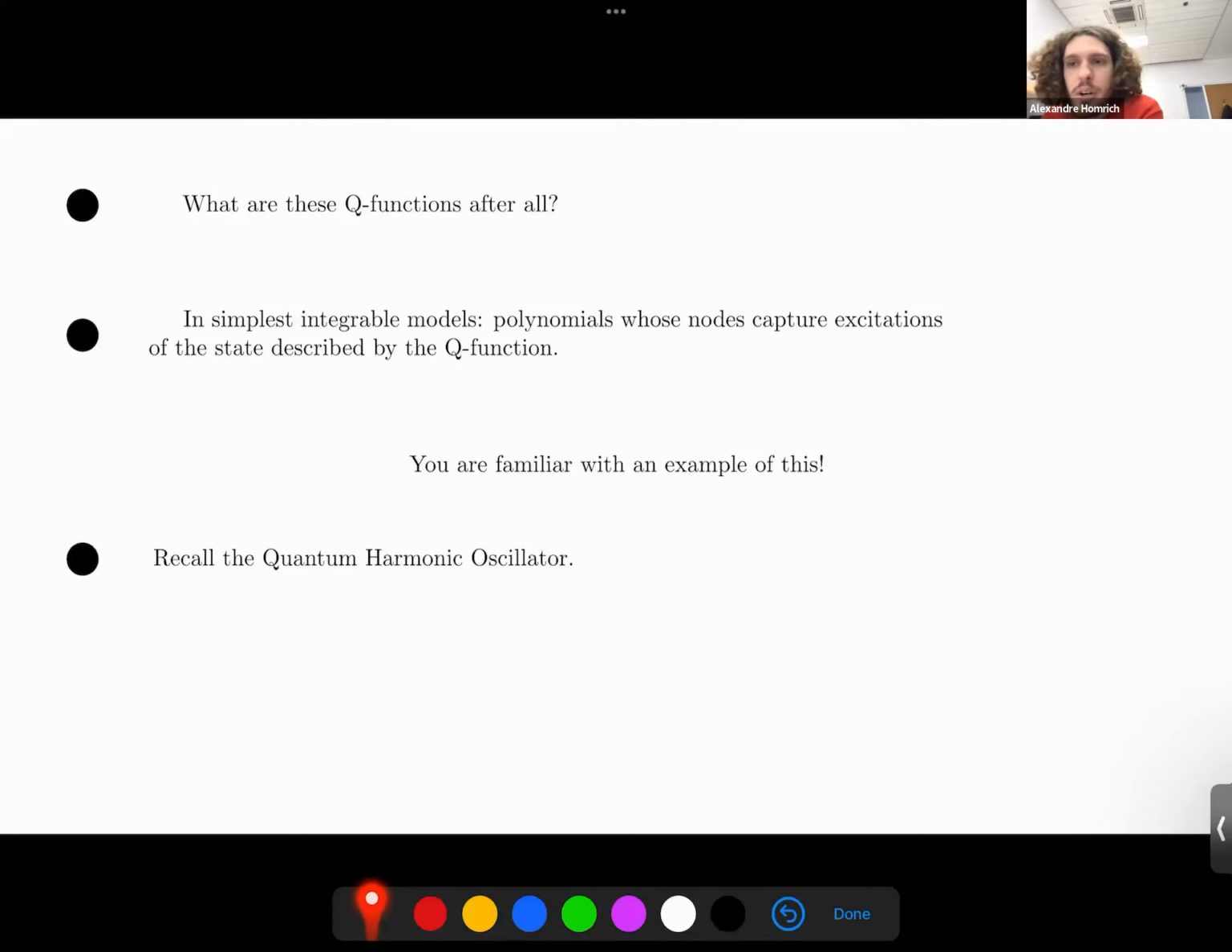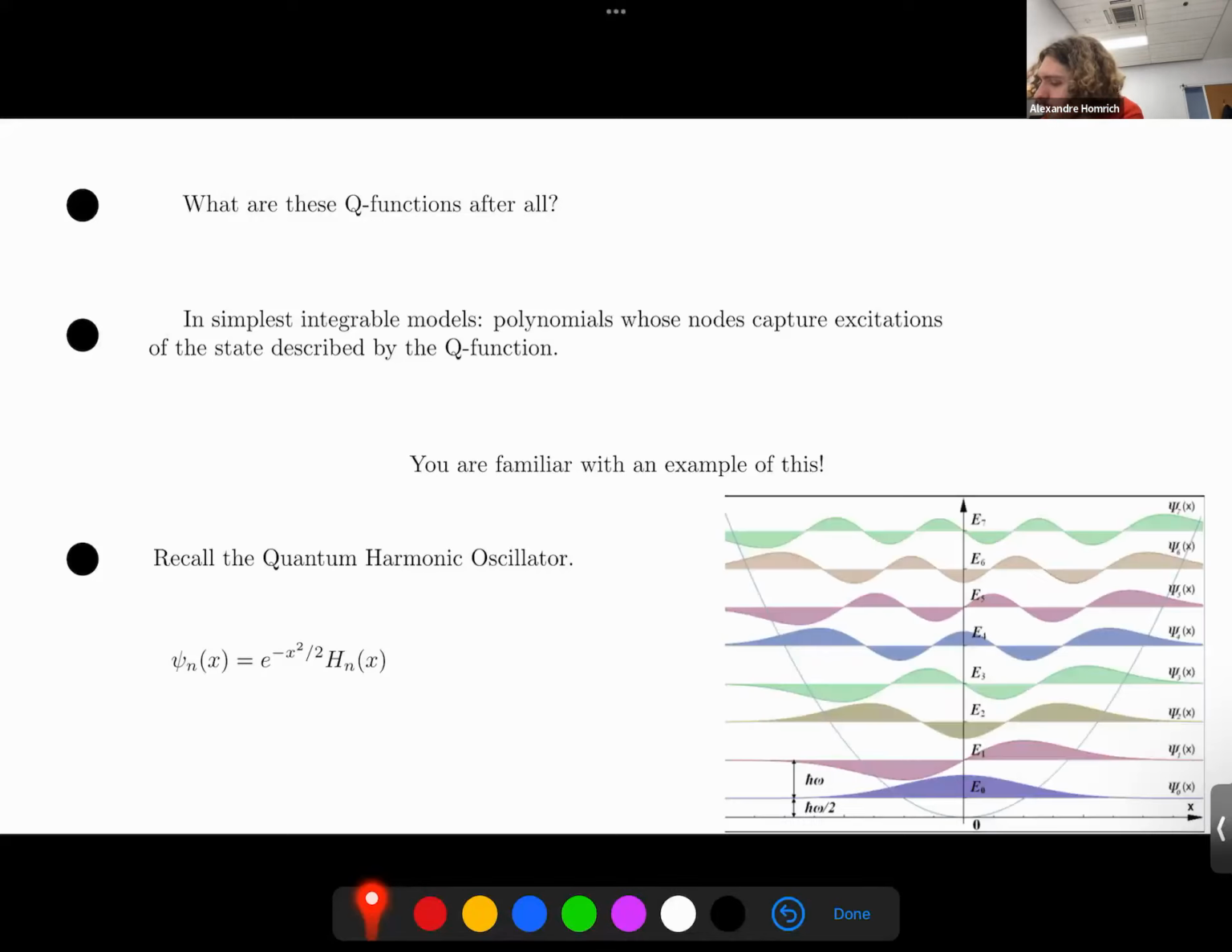The example is the quantum harmonic oscillator. So recall that the eigenstates of the quantum harmonic oscillator in position space are given by the Gaussian dressed by these Hermite polynomials. And these Hermite polynomials, if you plot them, they're essentially this. So you see that the vacuum state has no nodes. And then as you climb up into states with more and more excitations, you have more and more nodes. And the positions of these nodes are essentially fixed by the wave function through Schrodinger's equation.